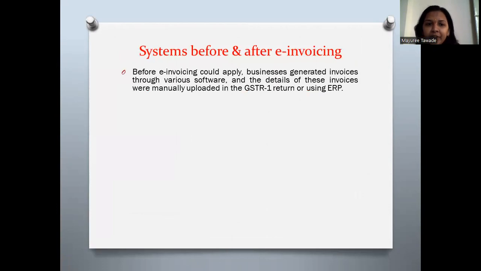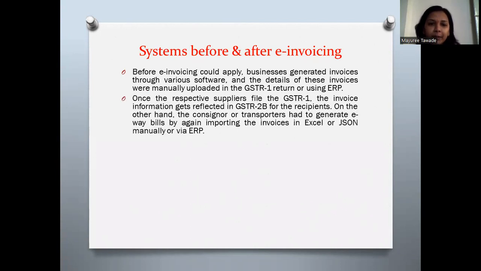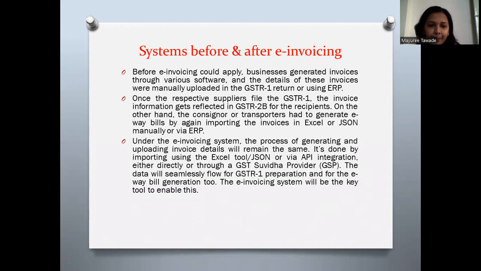System before and after e-invoicing. Before e-invoicing was applicable, businesses generated invoices through various software, and the details of these invoices were manually uploaded on the GSTR1 return or using ERP. Once the respective suppliers filed the GSTR1, the invoice information got reflected in GSTR2B for the recipient. On the other hand, the consignor and transporters had to generate the e-way bill by again importing the invoice in Excel or JSON manually via ERP.